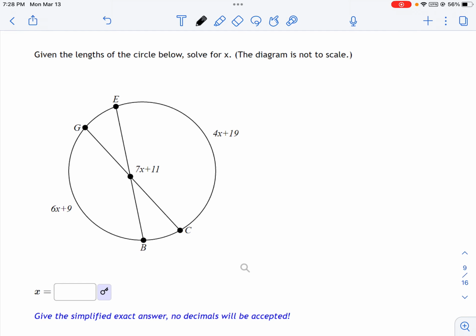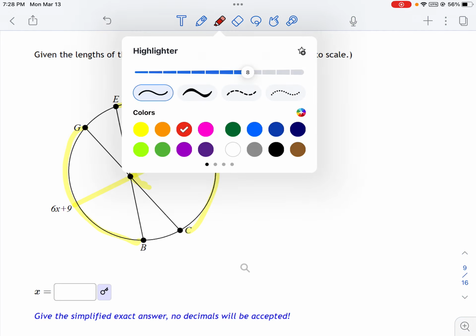So first off, first thing you have to know is how do intersecting chords relate to the arc measures and the angle? Well, let's look at what we have. We have this arc measure, we have this arc measure, and we have this angle. And you'll notice that if you were to draw a line, they all hit along that same line. And this is really important.